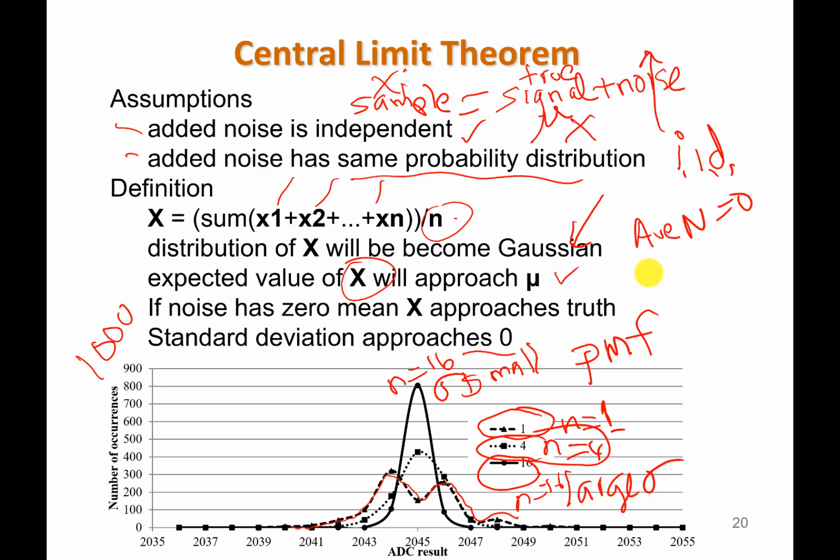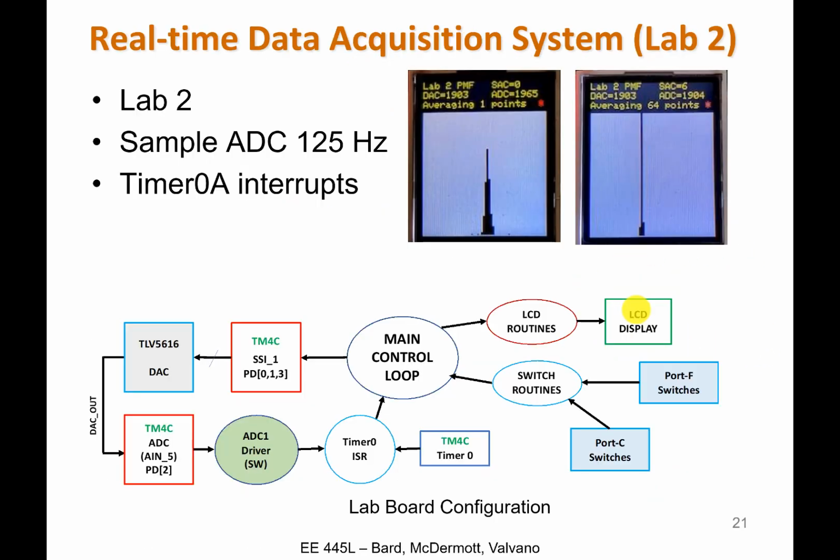So the signal to noise ratio, which is mu over sigma, gets better and better as n increases. Okay? You'll discover this in lab. So again, the central limit theorem gives me the authority to average data together in an effort to improve signal to noise ratio. All right, we saw one experiment.